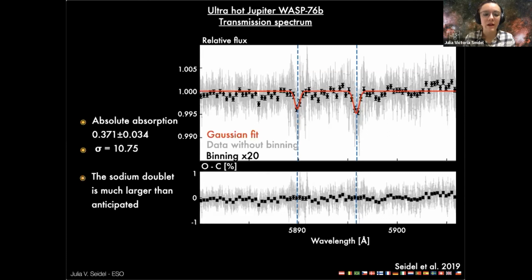But we found it again with HARPS data collected at the 3.6 meter telescope. And that was the first sodium detection for an ultra-hot Jupiter. And the absolute absorption was quite large. We detected it at a 10 sigma level. And again, the sodium doublet was much broader, much larger than we had anticipated, very much like HD 189733b.